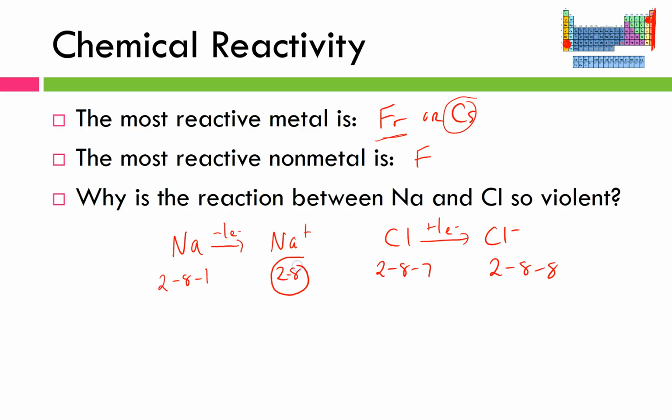We know that complete octets, 8 electrons in the valence shell of our group s and p block elements, leads to stability. Stability is attained by releasing energy. So when I take a group 1 metal that wants to give up an electron and a halogen that wants to gain an electron, and I allow them to react, you're going to see a very, very violent reaction.